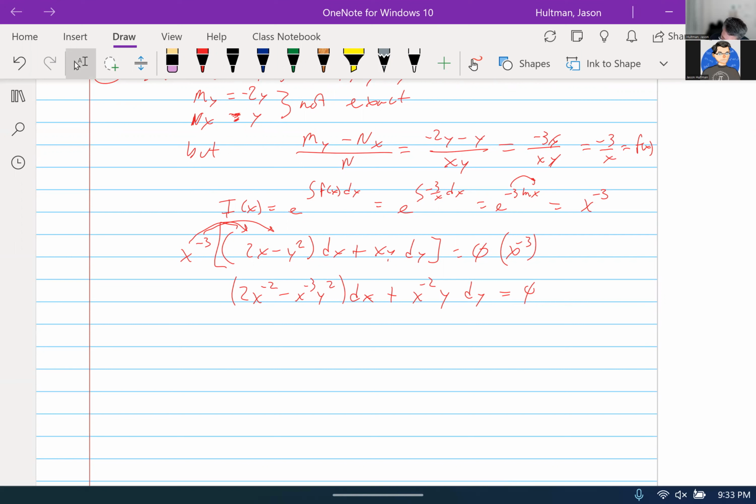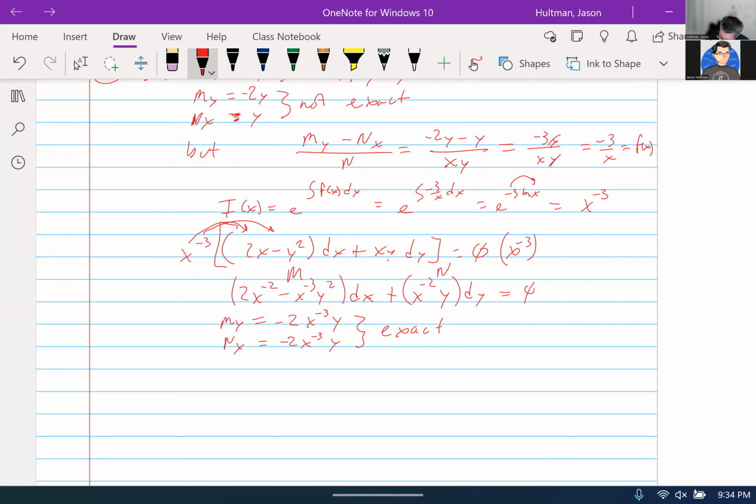Okay, now let's try this process over again. Again, this is my new M, and this is my new N. M with respect to y: the first term goes away because there's no y involved, and the y squared becomes negative 2x to the negative third y. N with respect to x is also negative 2x to the negative third y. So now it is exact.